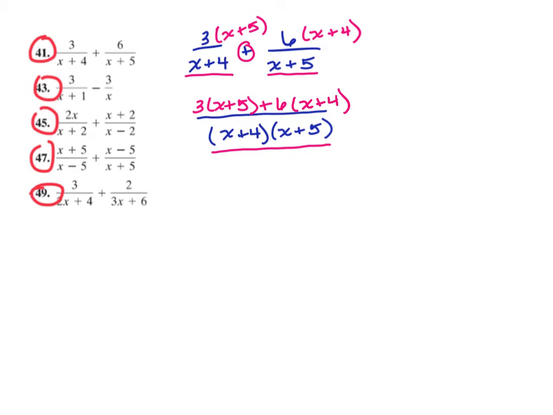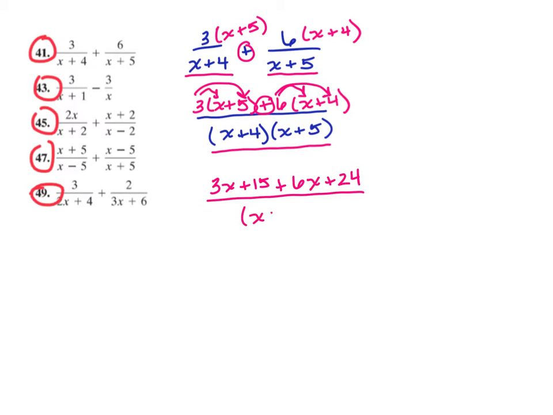Now I have to simplify this. On the top, I'm going to go ahead and distribute the 3 through the parentheses, and distribute the 6 through the parentheses. So 3 times x is 3x, plus 3 times 5, which is 15. I'm going to bring down that plus sign. 6 times x is 6x. 6 times 4 is 24. And this is all still over my common denominator of x plus 4 times x plus 5. And again, you do not want to multiply that bottom together. Just leave it as those two binomials.